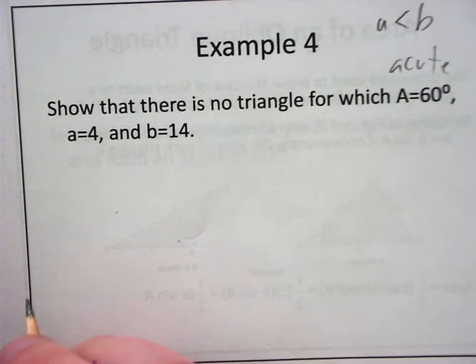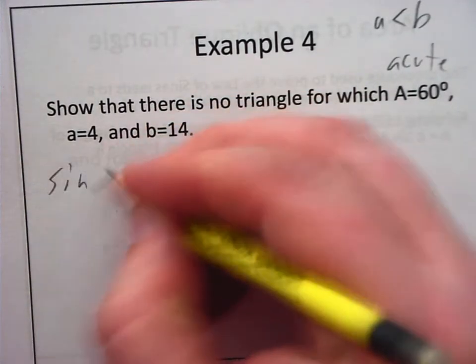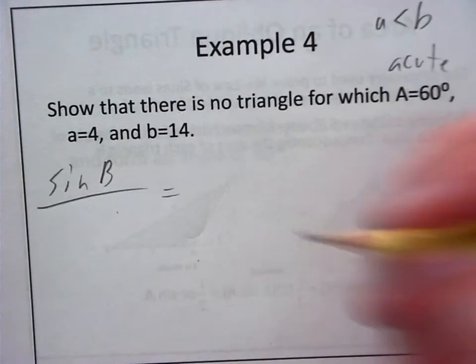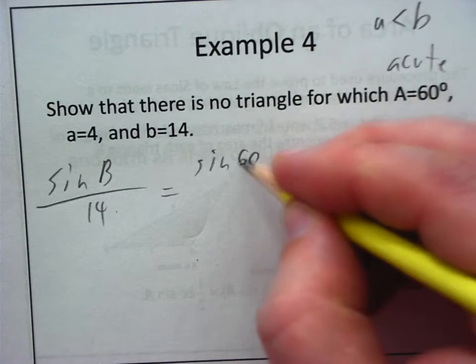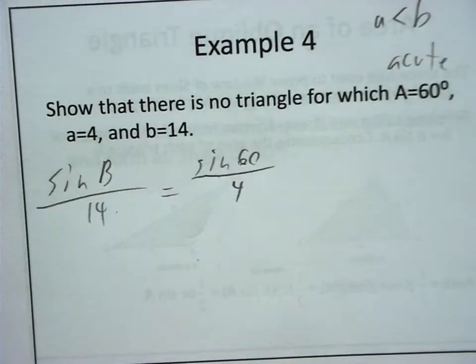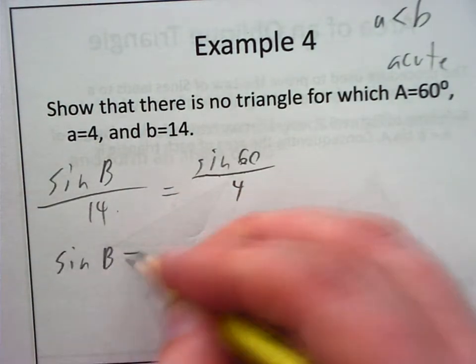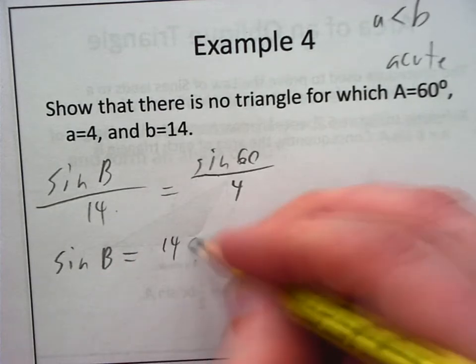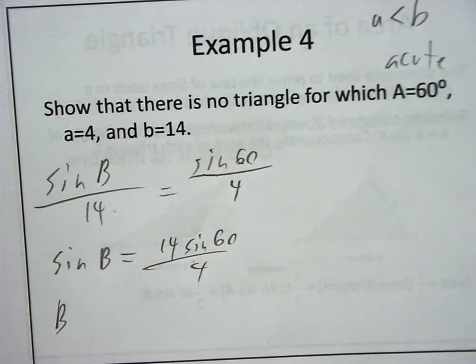So, what would you find first? Angle B. The only thing you can find first is angle B. So I'm going to set this up. Sine of angle B is over what? 14. So you go to sine of angle A over the side opposite. Well, when I do this, and this is a step I'd usually skip, I'd jump straight to the next one, but multiply by 14, you get 14 sine of 60 over 4, and then what?